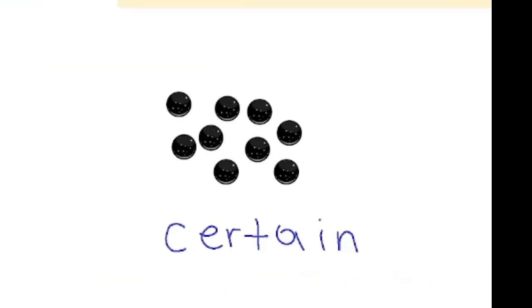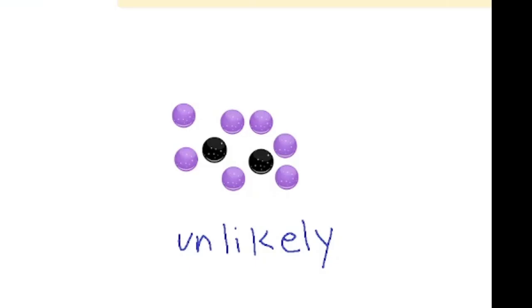So this is how certain would look. Because all the marbles are black, we are certain that we will pick one. This is how unlikely would look. Because there are so many purple ones and only 2 black ones, it is unlikely that we would pick black.